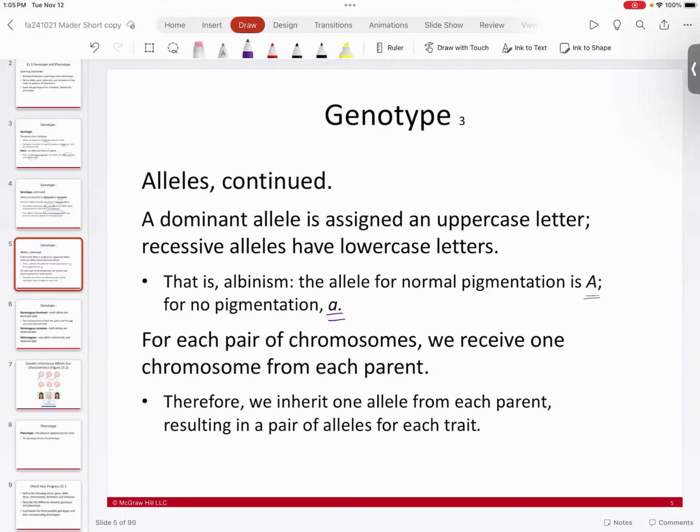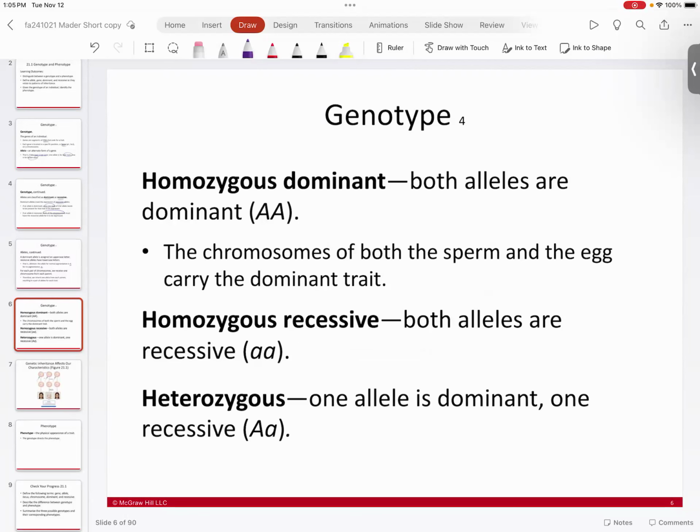When we are getting these traits from our parents, we receive one allele, one chromosome from each parent. So we'll have one allele from one parent, one allele from the other parent. Now, there are different types of genotypes that you can create from these pairings. If you have two dominant alleles, it's what we refer to as homozygous dominant. Homo means one, zygous is referring to the zygote, which is your single-celled stage.